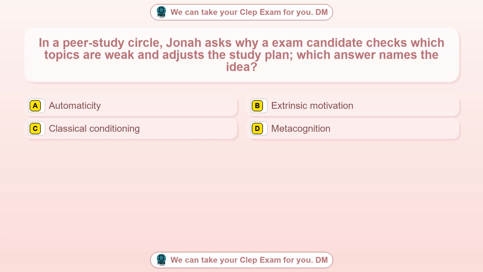Question 41. In a peer study circle, Jonah asks why an exam candidate checks which topics are weak and adjusts the study plan. Which answer names the idea? Option A, automaticity. Option B, extrinsic motivation. Option C, classical conditioning. Option D, metacognition. The correct answer is option D, metacognition.